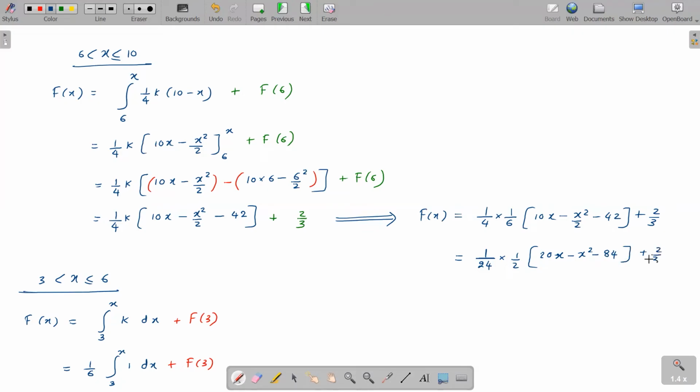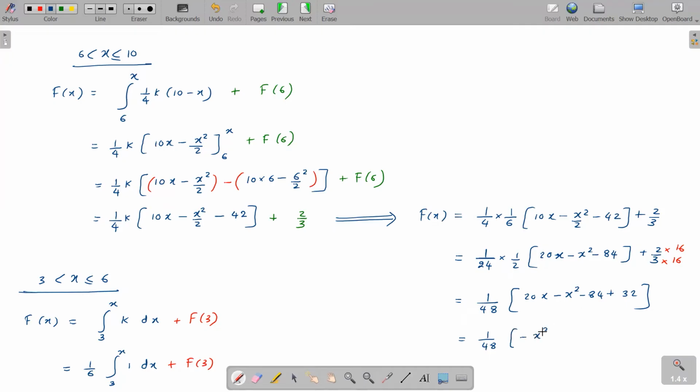Plus 2 over 3. Then here shall I make the denominator here also 48. 3 times how much is 48? 3 times 16 is 48. So we can now take 1 over 48 out as common and have 20x minus x square minus 84 plus 2 times 16 is 32. Add them all together. How much is it?